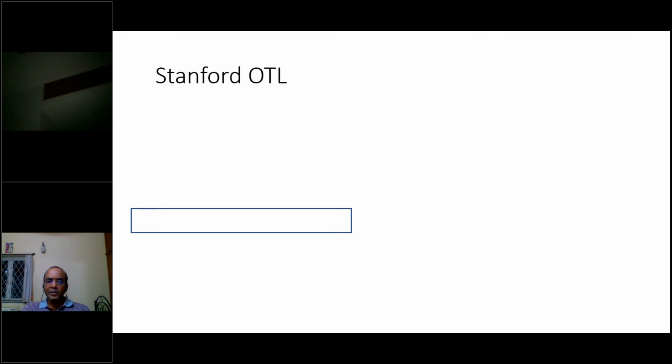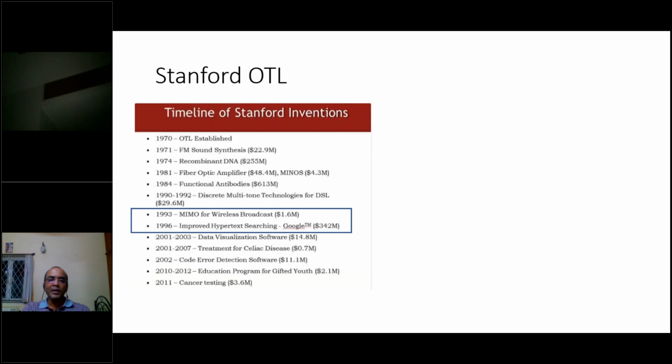This gives you a perspective of what innovation and industry academia collaboration can do. I want to just highlight a couple of items here. This is something that I picked from Stanford's Office of Technology Licensing. So this is the timeline of the inventions that have happened out of Stanford University that have been commercialized, and the amount of money Stanford has realized from them is what you see in the parentheses here.